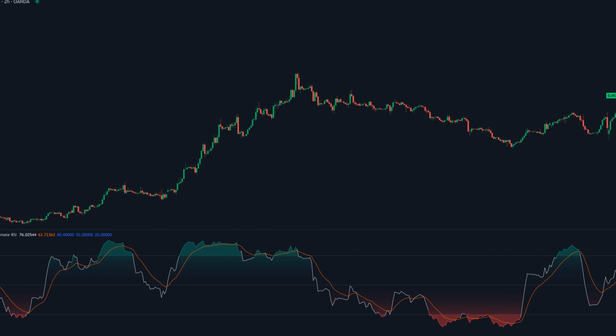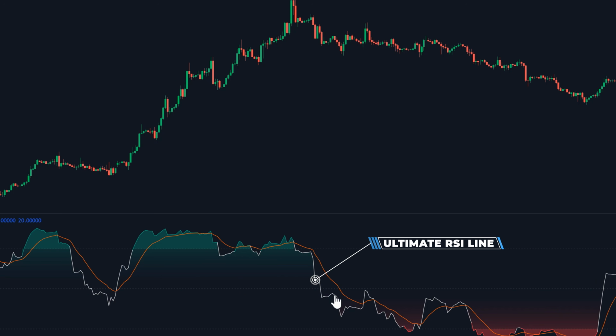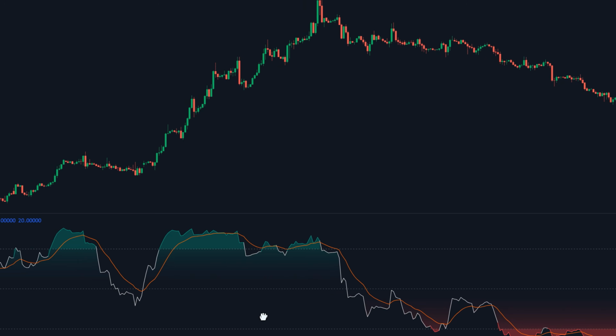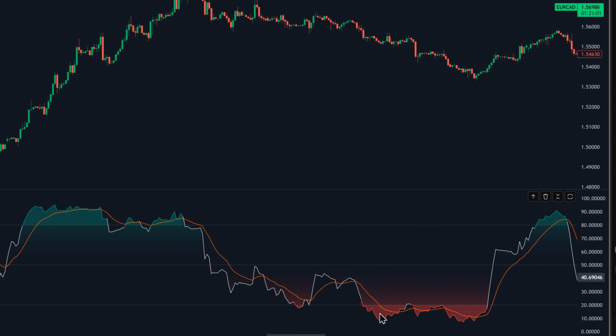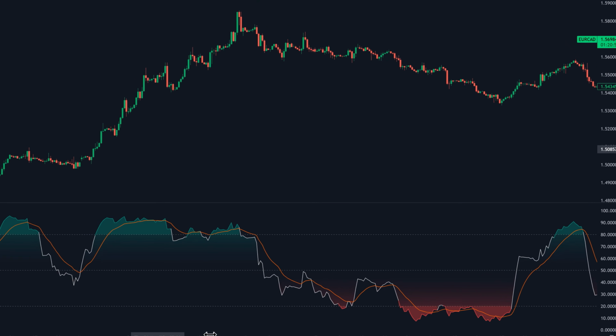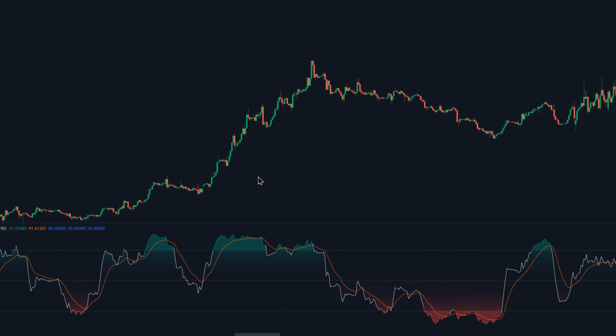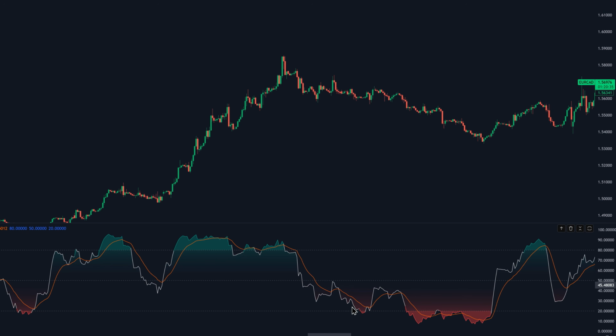Alright, so when you first pop this on your chart, you'll see a few key things. You've got the main Ultimate RSI line itself, which moves between 0 and 100, just like regular RSI, but what's different is how it behaves. It's designed to stay in those overbought above 80 or oversold below 20 zones for longer when there's a strong trend instead of constantly dipping in and out. When it goes above 80, the area might get highlighted green, signaling a strong uptrend. And when it dips below 20, it might show up as red, pointing to a solid downtrend.